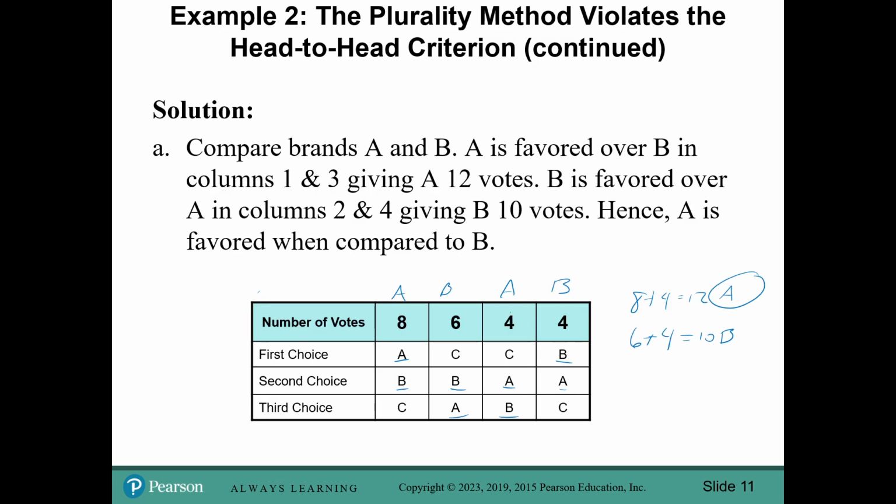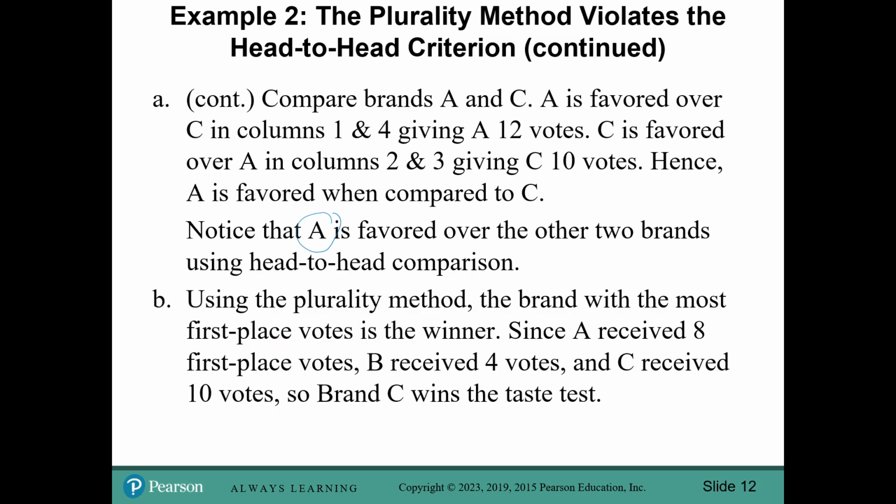So using the plurality method, it should be the brand that wins the most first place votes. I'm going to change the color of my pen real quick. Let's change it to green. So C wins 6 votes and 4 votes here. So C wins 10 votes for first overall, while A only wins 8 votes for first, and B only wins 4 votes for first. So using the plurality method, C would win overall. So C fails the head-to-head criterion, because using the head-to-head criterion, A should have been favored to win. So right now the plurality method violates the head-to-head criterion.